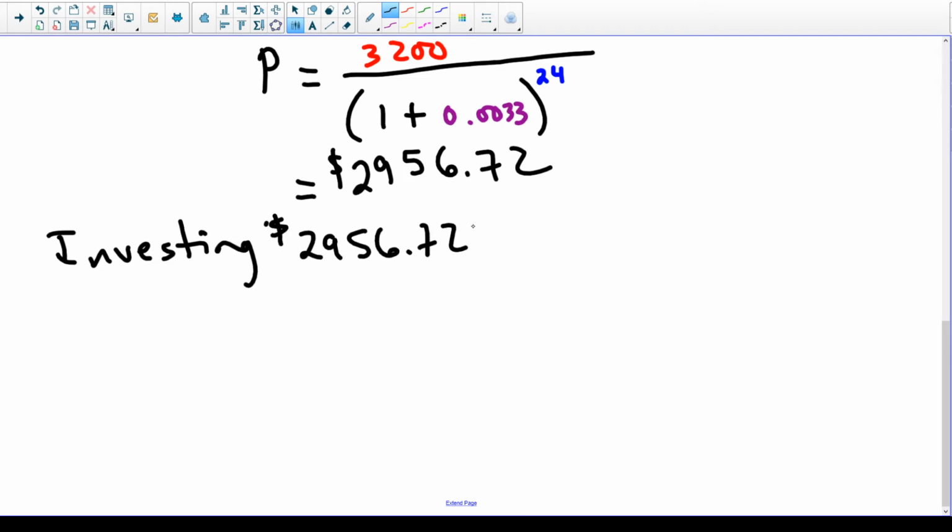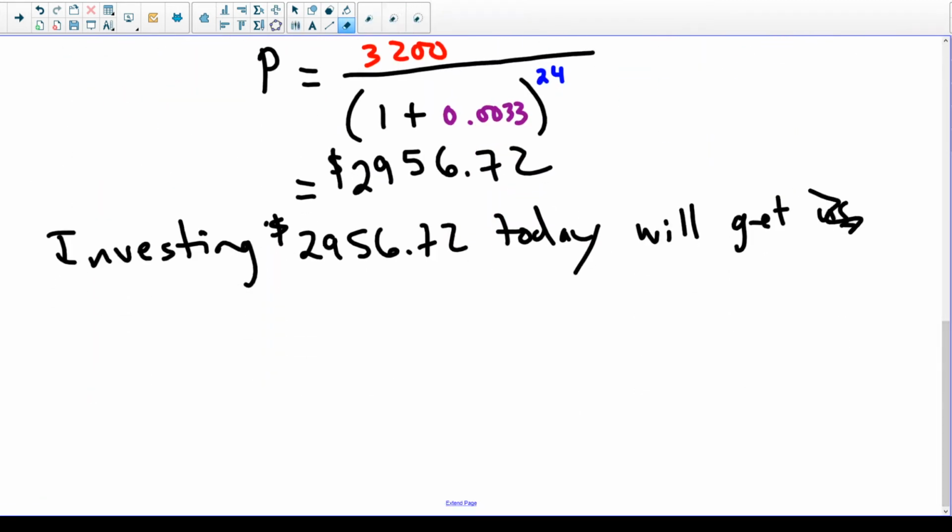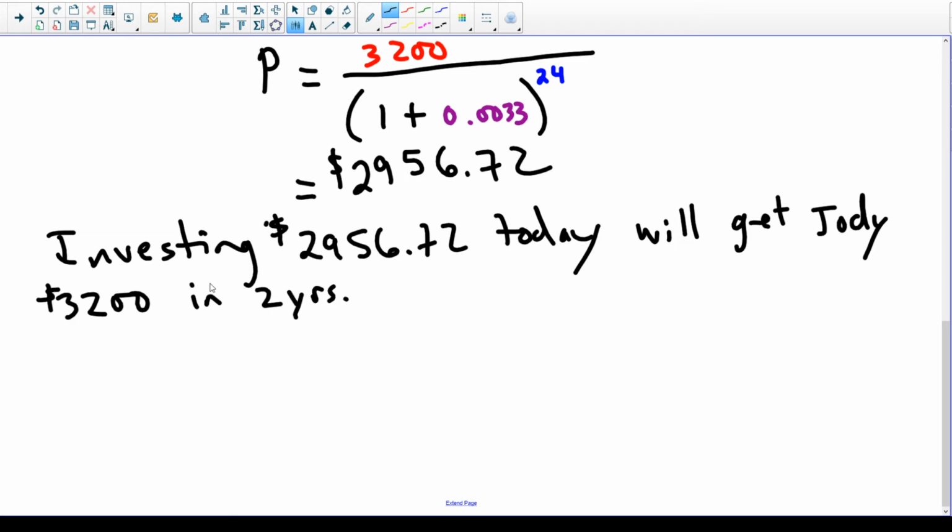I'll just write this out as a sentence. It will get us, well, it's not us, sorry. What is the name of the person in this, Jody? We'll get Jody $3,200 in 2 years.